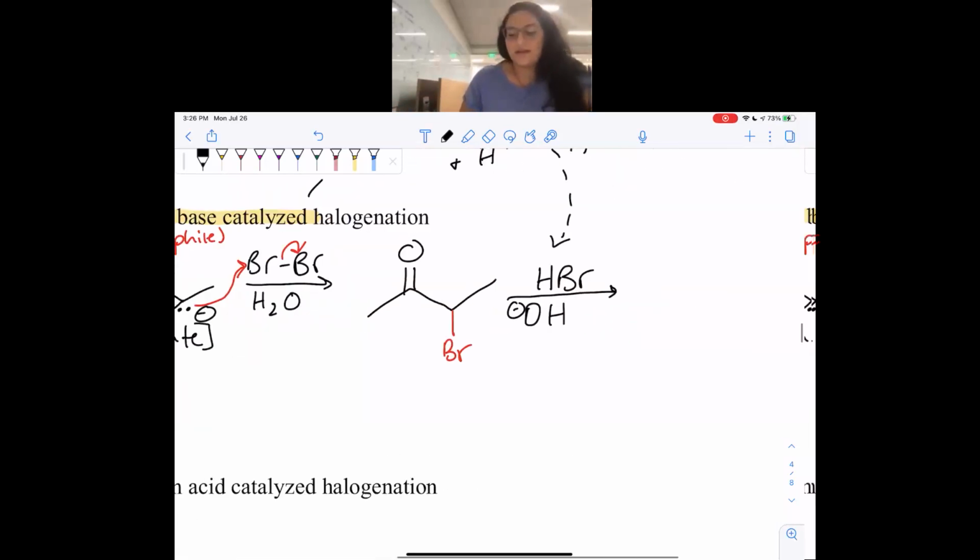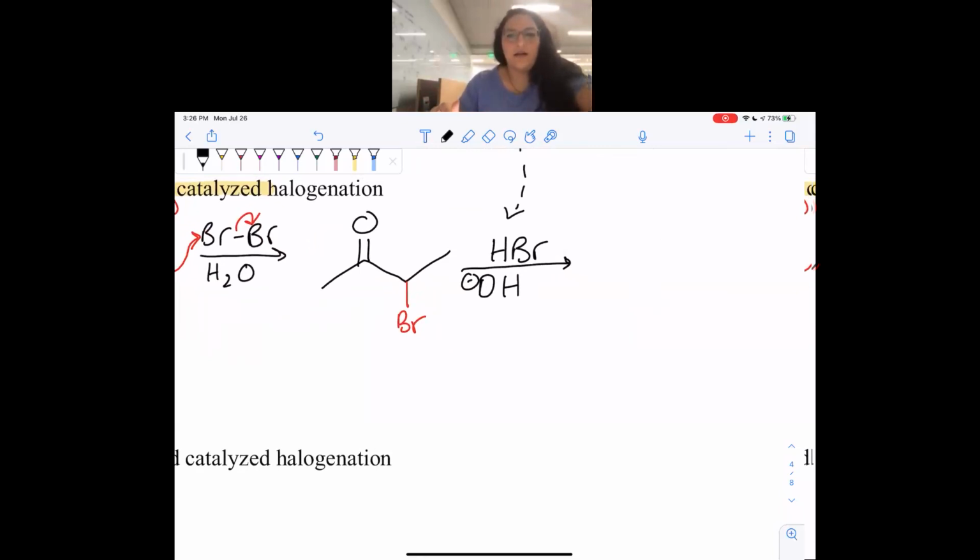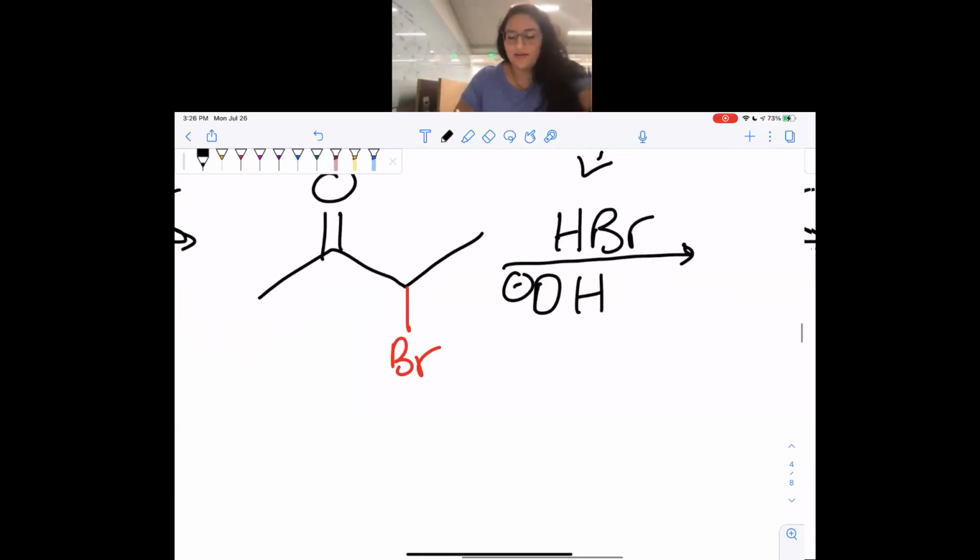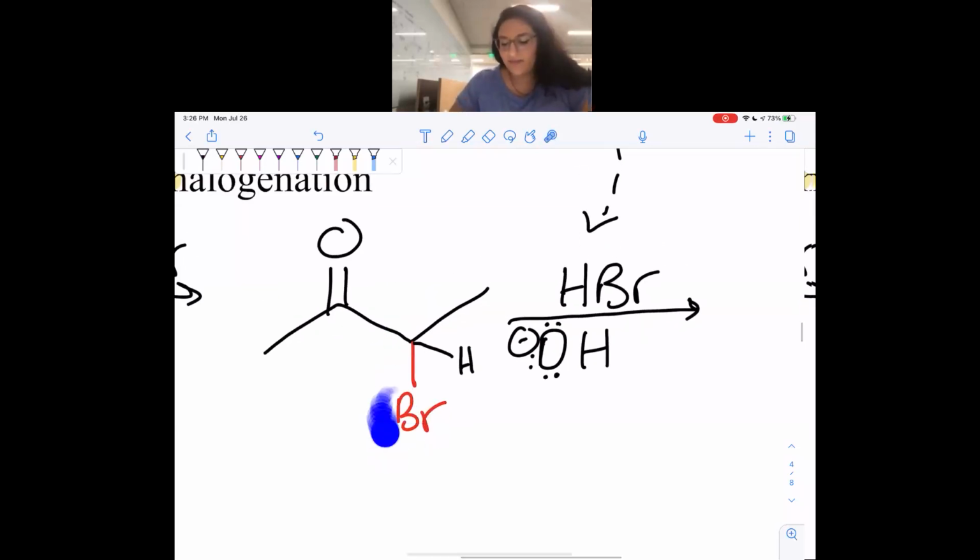Okay, so once we're at this point, well, I could say, oh, do we think the reaction is done? But at this point, you guys know the reaction is never done. So since we have more base and this is acidic, we can think, by adding this Br, did we make this hydrogen more or less acidic? What do we think? More or less acidic?